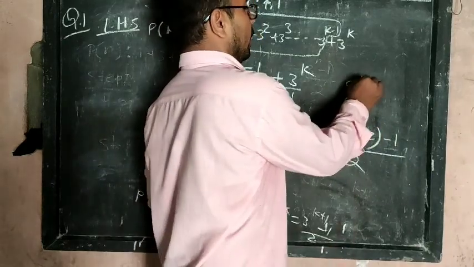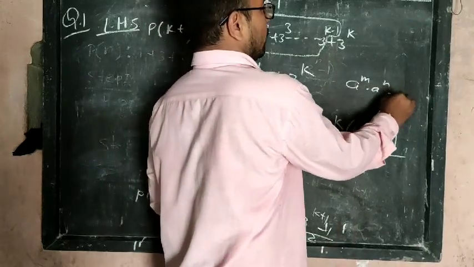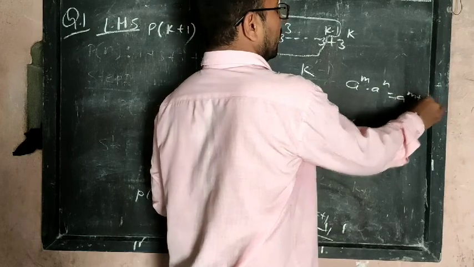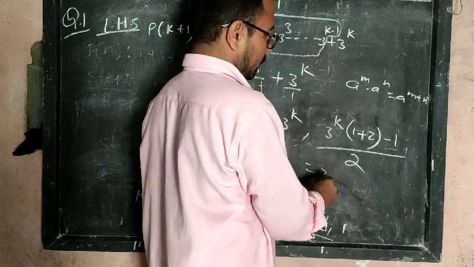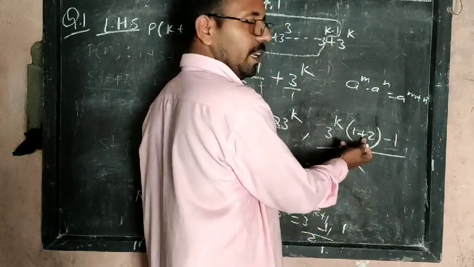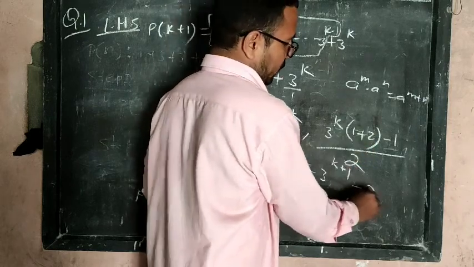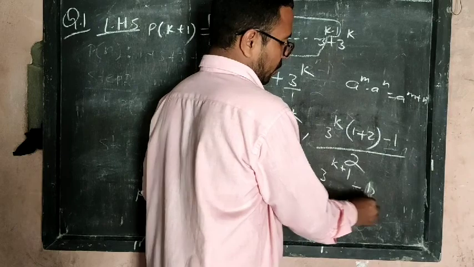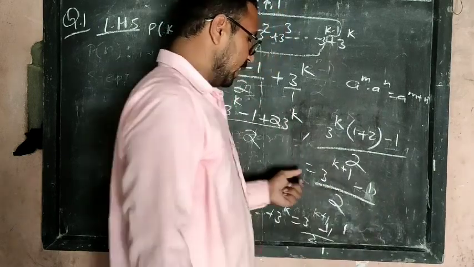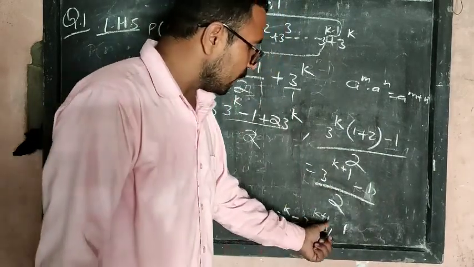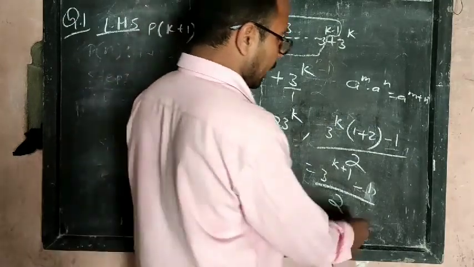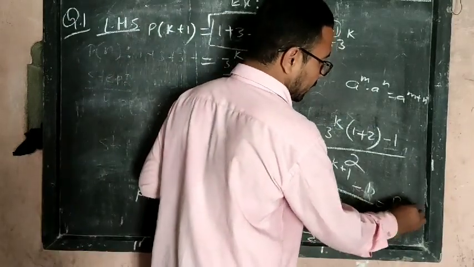So a to the power m into a to the power n, the formula is a to the power m plus n. So how much will we get here? 3 to the power k and 3 to the power 1, that means it will become k plus 1, and minus 1 by 2. What are we getting here? 3 to the power k plus 1 minus 1 by 2. That means we have got here the RHS.